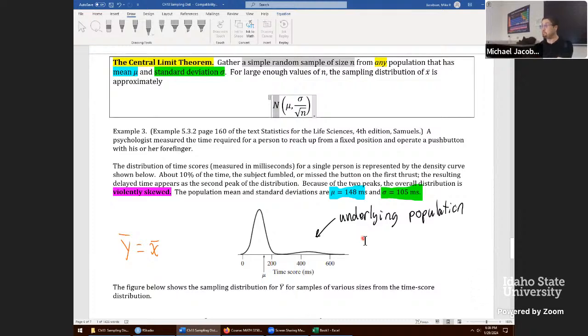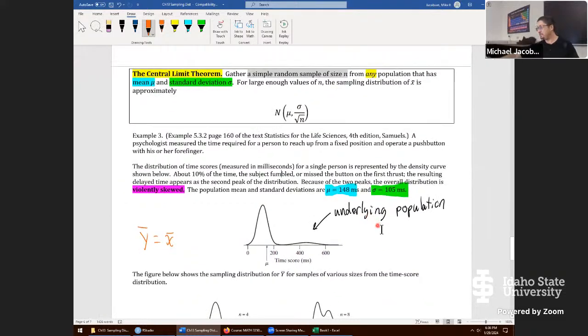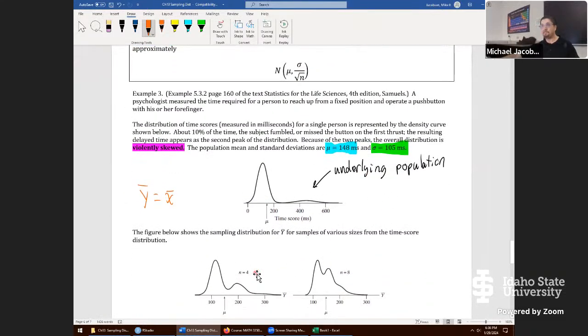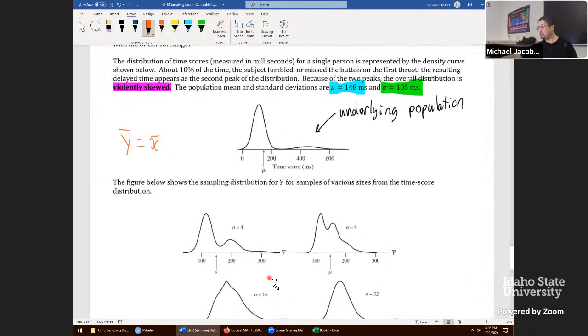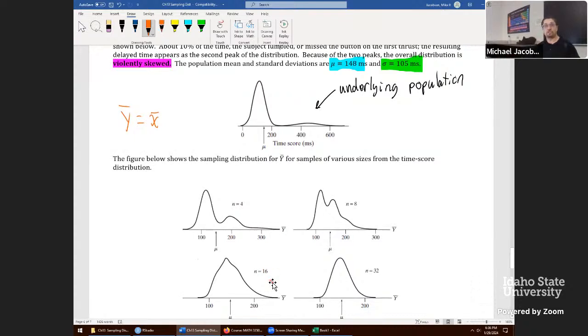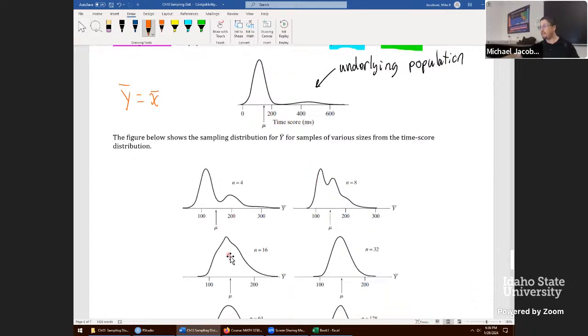The central limit theorem will still work, even for this. Again, it's violently skewed, something that we wouldn't want to see necessarily in our data, if we can help it. So at sample size 4, sample size 8, the central limit theorem is not going to work for us. But the larger and larger your sample sizes get, here's what starts to happen. Symmetry begins to appear. The multiple modes that you see here, the multiple main peaks, start to wash away.